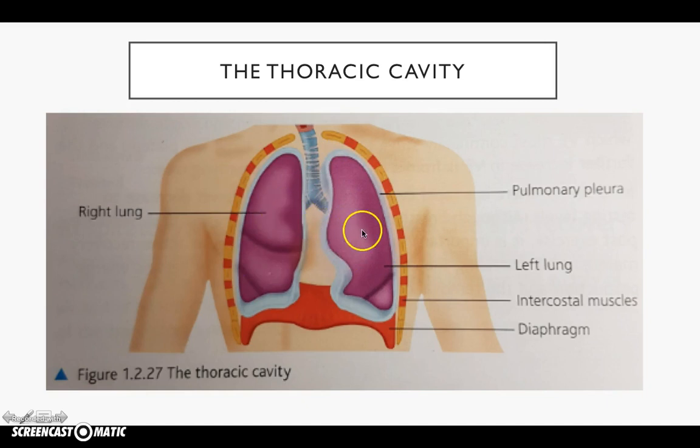So right lung, left lung, pulmonary pleura, and the diaphragm, which is a muscle which aids and helps with inspiration and expiration, as well as the intercostal muscles. We have two types of intercostal muscles: internal intercostal muscles and external intercostal muscles. Just so you were aware of that before we start talking about the actual topic. The orange structures that you see are our ribs, and in between our ribs are our intercostal muscles.